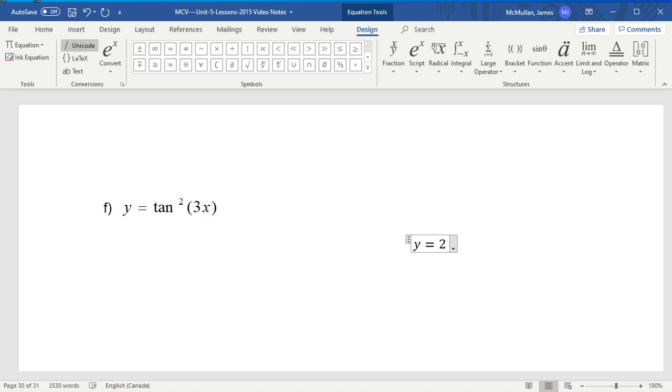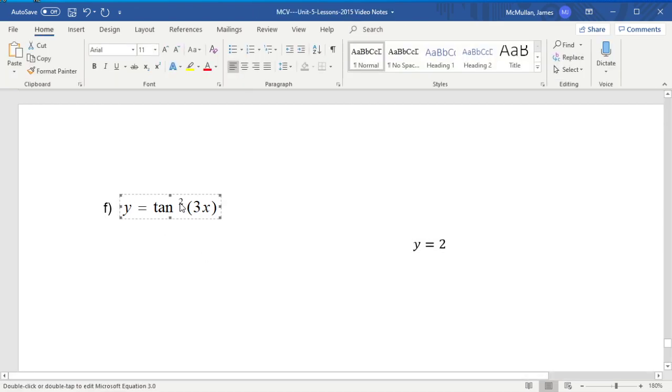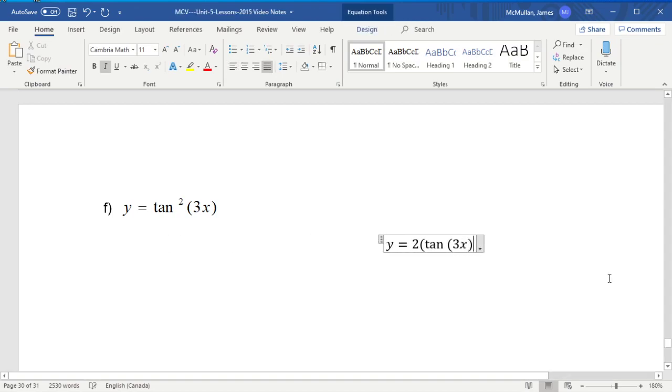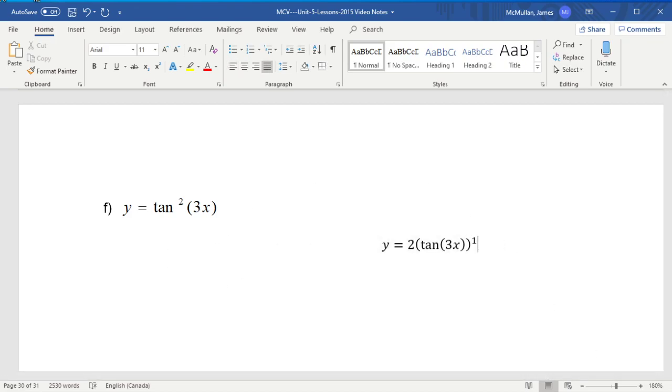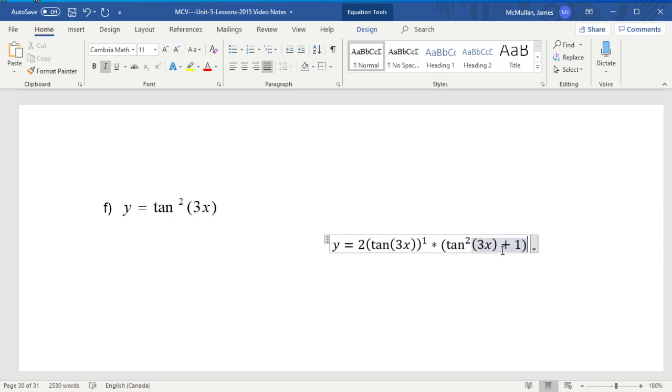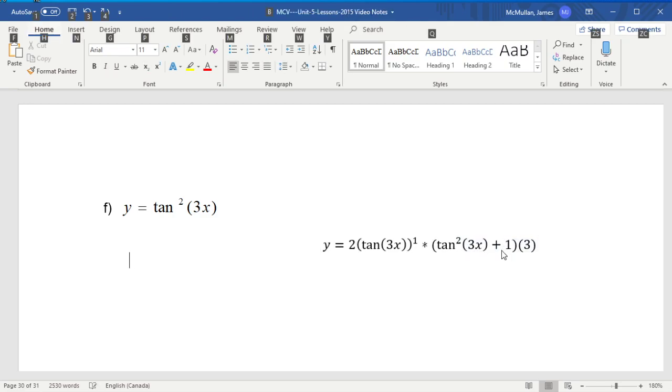So the outside function is something squared. The final thing to happen here is that it's being squared. So I'm going to bring the 2 to the front. I'm going to copy out the inside, tan 3x, and it's going to be to the power of 1 instead of to the power of 2. Now I need to take the derivative of the inside. What's the derivative of the inside? Tan squared 3x plus 1. And then what's the derivative of the inside of that? It's just the 3.